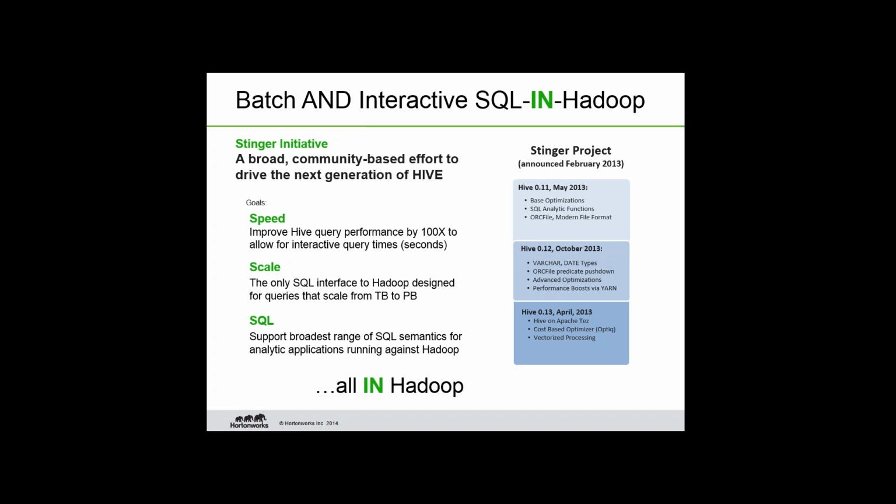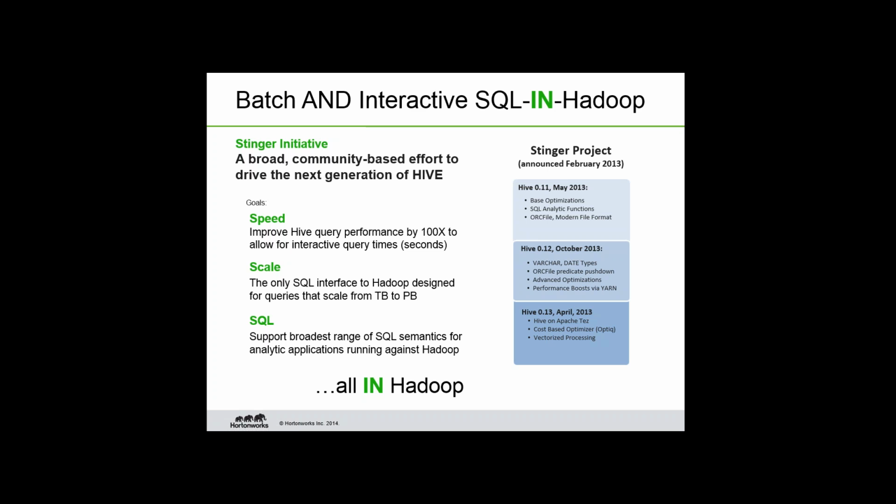So actually it was the Stinger project as a code name, and it first started in April 2013 with the version of Hive 0.13, when it was just a preview phase of Hive on Apache Tez. In that phase, the new features that were introduced were cost-based optimizers and vectorized processing.